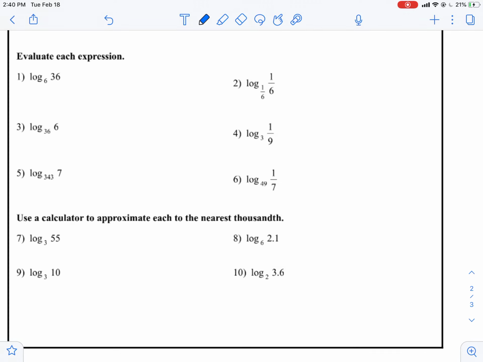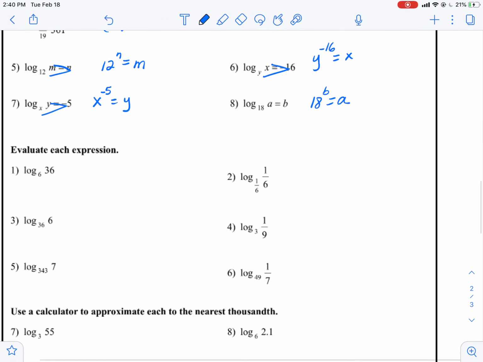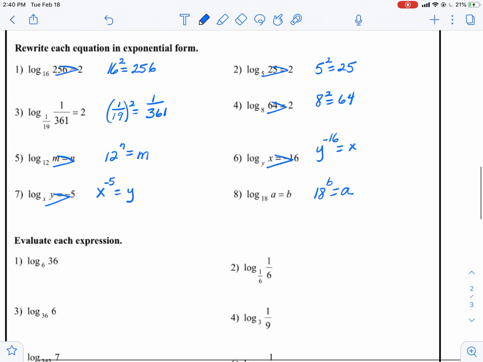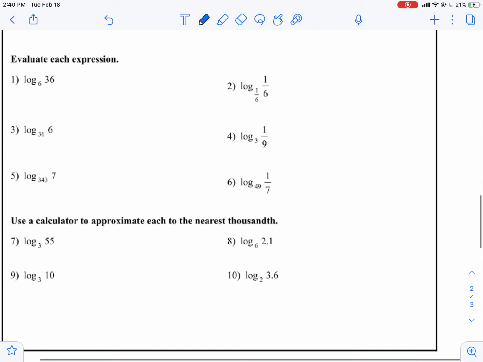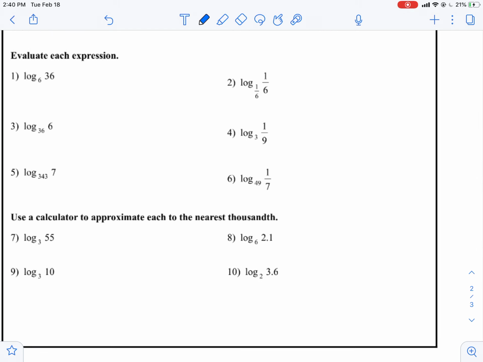Okay, so welcome back. Again, we've talked about in the last two videos how to go back and forth from exponential to log and log to exponential. And now we're going to actually take and evaluate these expressions. And the way we're going to do them is by doing the change from one form to the other. Okay, so there's several ways to do this, and I'm going to show you both ways. But one would be to change this to exponential form.